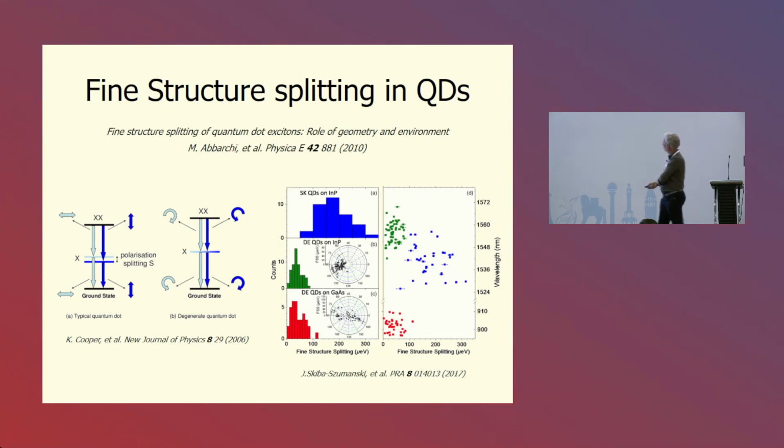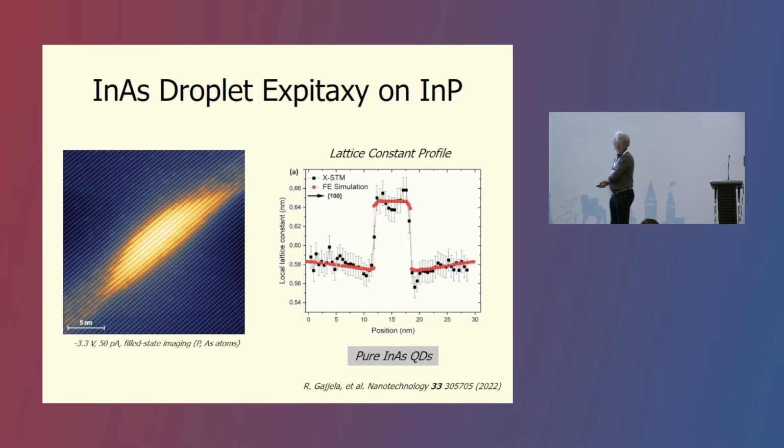But then when you go to droplet dots, either from indium arsenide on indium phosphide, or from gallium arsenide on indium arsenide on gallium arsenide, we see that the fine structure splitting is way smaller, but the advantage of the indium arsenide dots in indium phosphide is that they emit at 1.55 micron. With our cross-section STM technique, we could beautifully resolve their dots, and already from this you can see that they look rather pure in indium arsenide.